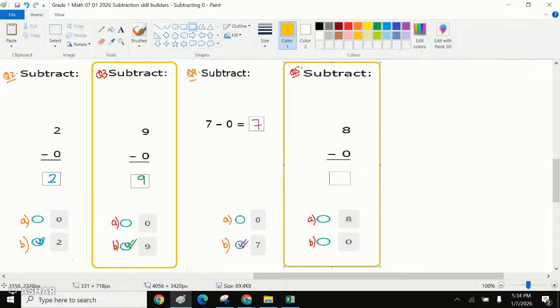So what should be your answer? If you had 8 of something, right? Yes, thank you. Option B is correct for question number 4.